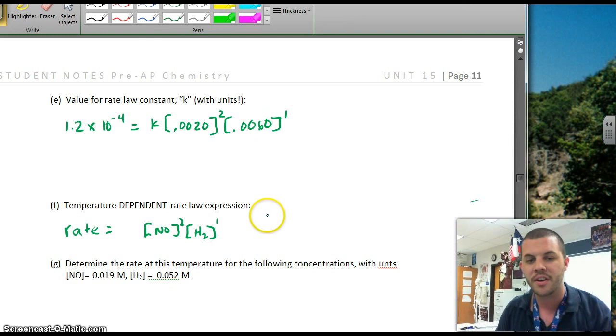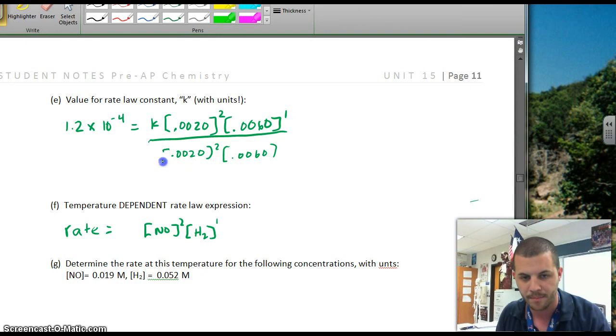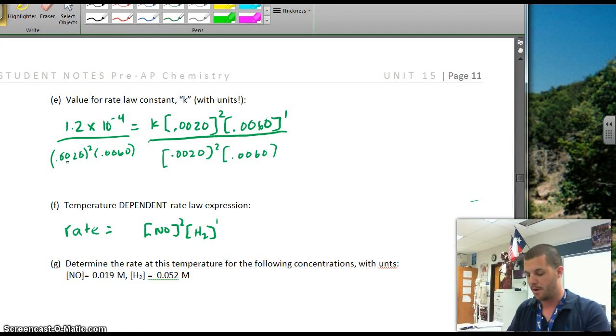Does this look like something we can solve? Guess what? We can. So I'm going to divide both sides by 0.0020 squared times 0.0060, since 0.0060 to the 1 is just that. And let's see what we get. So I've got 1.2 E negative 4 divided by, open parentheses, 0.0020 squared times 0.0060, close parentheses. Shazam. K equals 5,000.